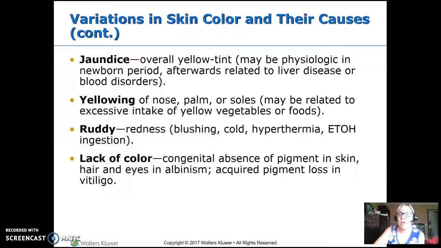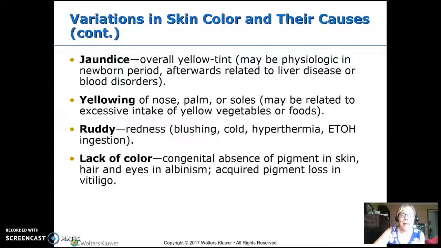Jaundice, this is our yellow tint. Remember, it starts on the head to the trunk out to the extremities. So if you're seeing it on the hands and feet, that's a bad sign. Yellowing, some kids who eat a lot of carrot or yellow-orange vegetables will actually look kind of yellow or kind of orange. That is not a problem. So we need to make sure we're not calling them jaundice.